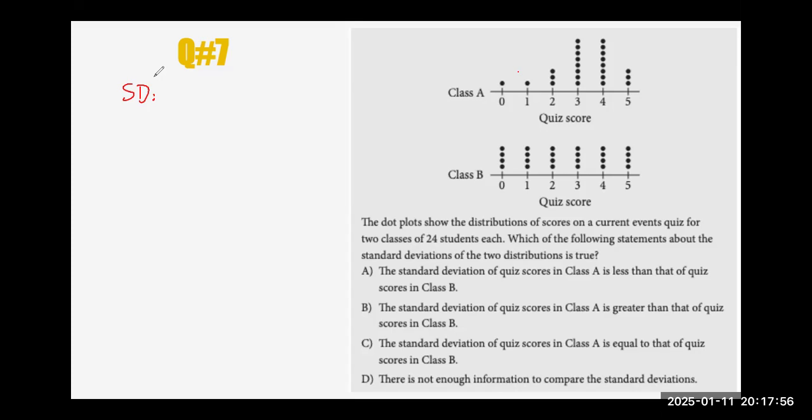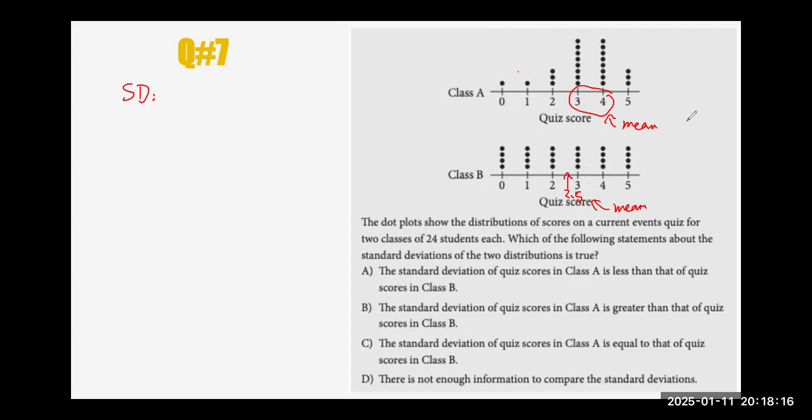So I just thought the average for class A was around 3 or 4, and all the data points are closest to 3 and 4. While for class B, the average is like 2 or 3, and it's more spread out. Yeah, excellent. Okay, very clear explanation.